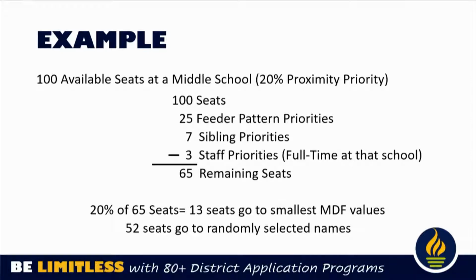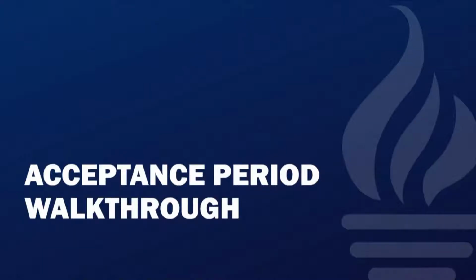20% of those seats are going to go to the smallest Manhattan distance formula values. So 20% of 65 is 13. So 13 of those remaining seats will go to proximity priority. And I want to also make sure that you know this is only for the entry grade level. So proximity priority only applies for kindergarten, 6th grade, and 9th grade.